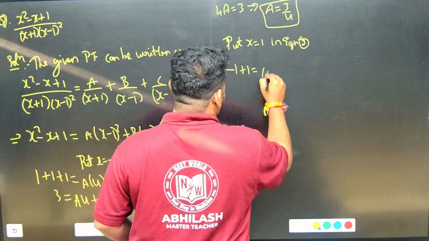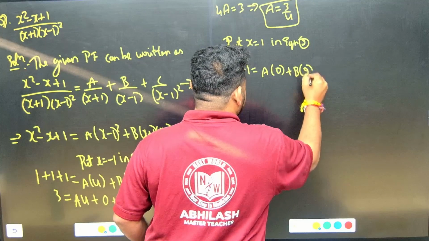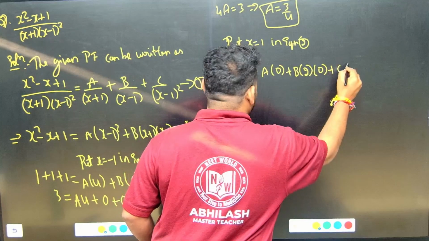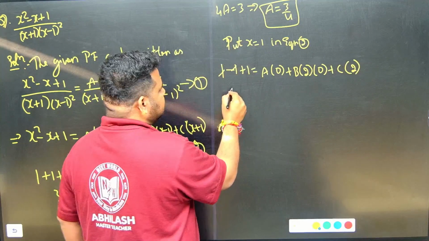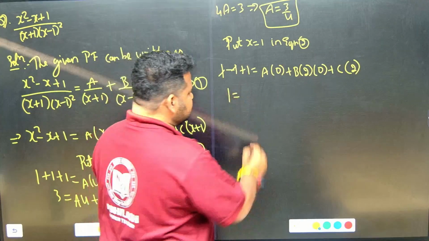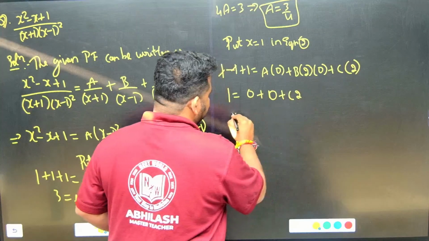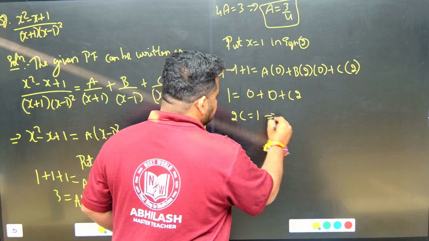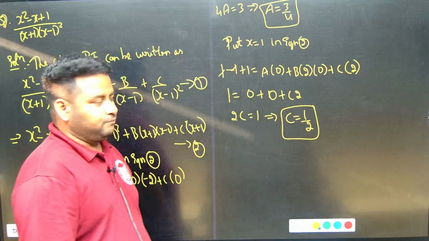So, a into 0 plus b into 1 plus 1 is 2, 1 minus 1 is 0 plus c into 1 plus 1 is 2. This is what I will have, 1 plus 1 minus 1 is 0. I will be having a into 0 is 0 plus b into 0 is 0 plus c into 2. So, 2c will be equal to 1. This implies c is equal to 1 by 2. Therefore, we got c is equal to 1 by 2. This is the easy method.